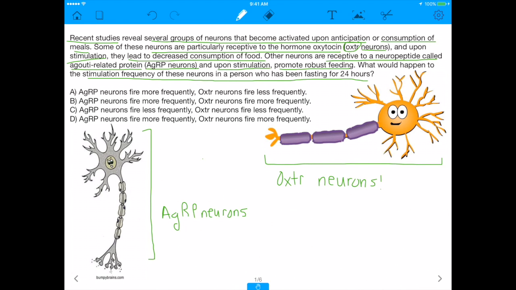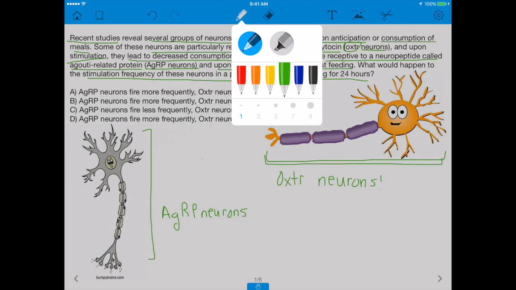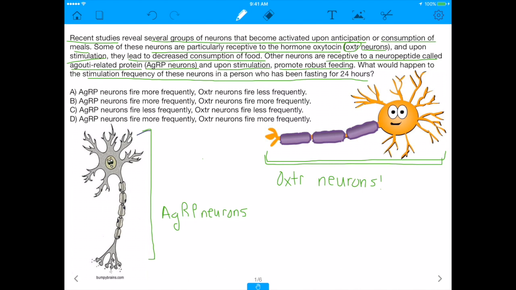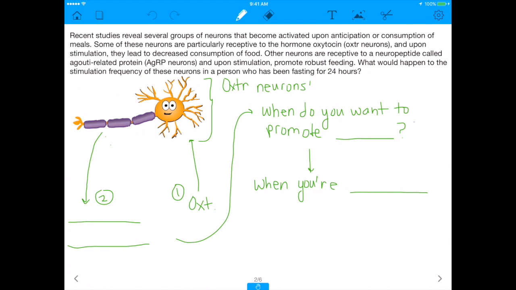So I tried to simplify this as much as I could. The neuron on the right-hand side of the screen is the OXTR neuron, and the lower left is the AgRP neuron. And I want to know what happens. So let's say someone has been fasting and they haven't eaten for 24 hours. What would happen to the stimulation frequency of the AgRP neuron compared to the OXTR neuron? So with that, let's get into how to approach this question.